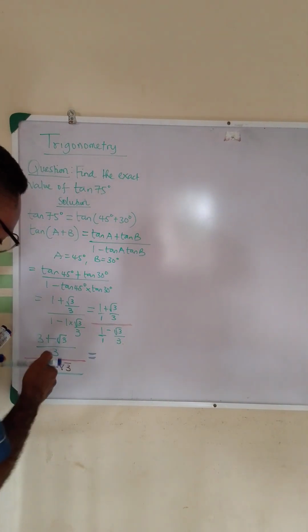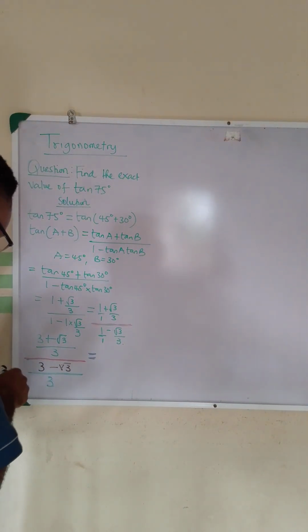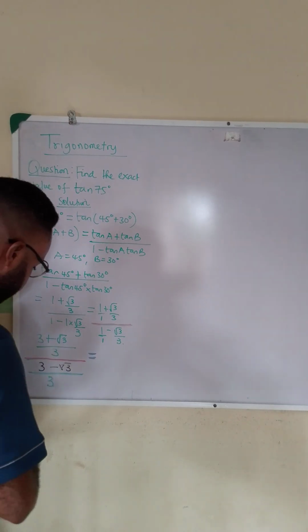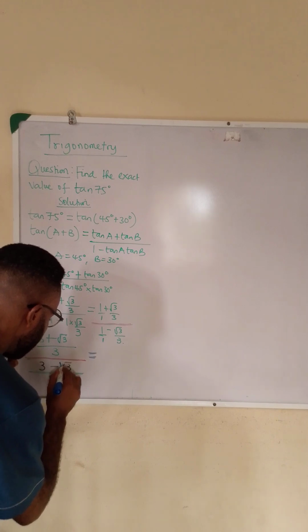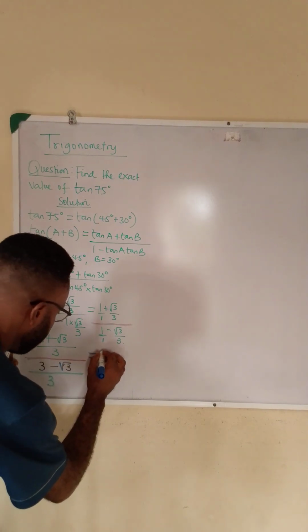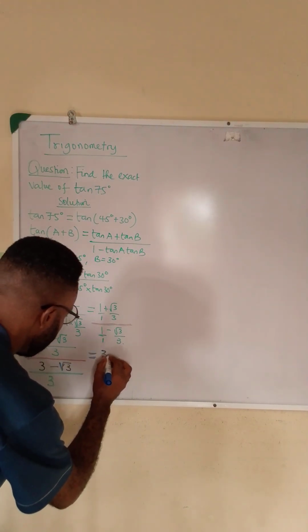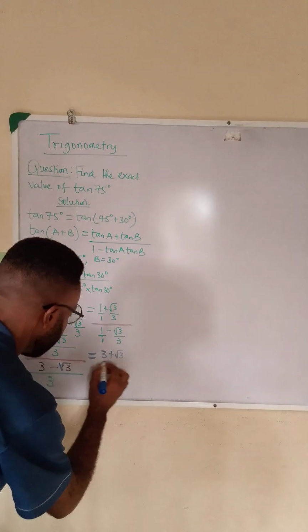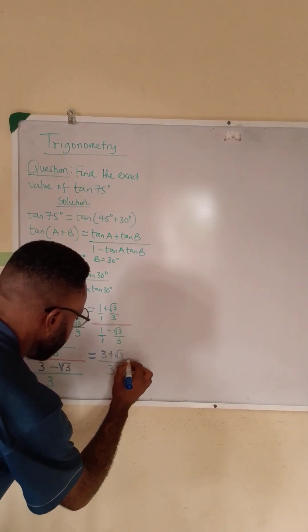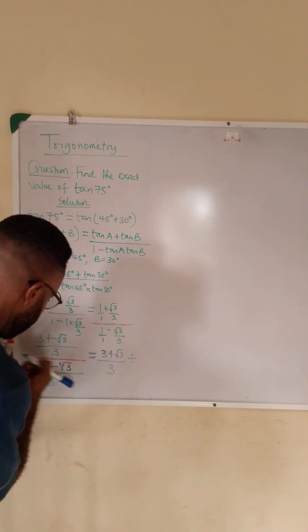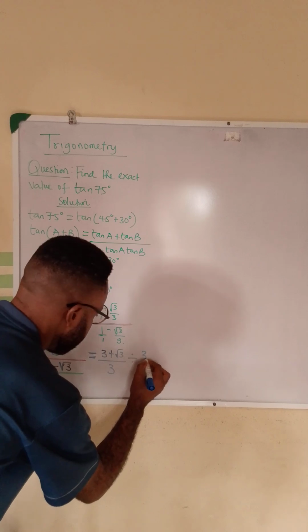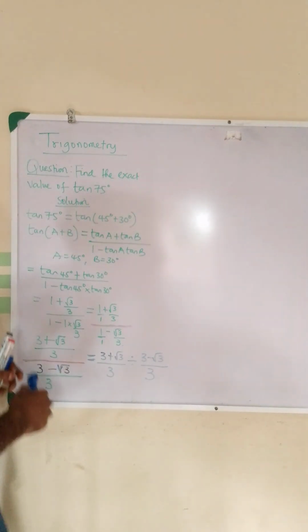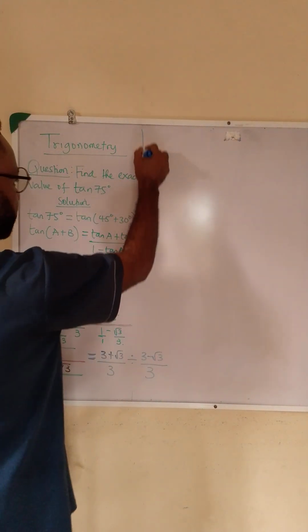We can write it this way. So all of this divided by this can be expressed this way. It can be expressed as 3 plus root 3 divided by 3, divided by, because of this division sign, 3 minus root 3 all over 3. Yes, it can be expressed that way.